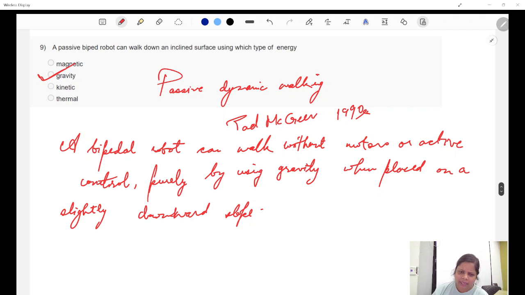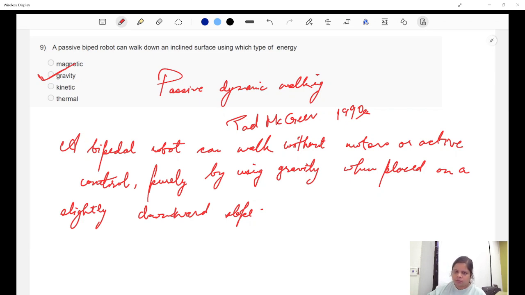First option is magnetic. Magnetic is not involved in passive walking at all. Kinetic is there. Kinetic energy results from motion but isn't the source of energy. So the source of energy is gravity only. And the last option is thermal. It is not related at all because no heat engine or thermodynamics is involved here.